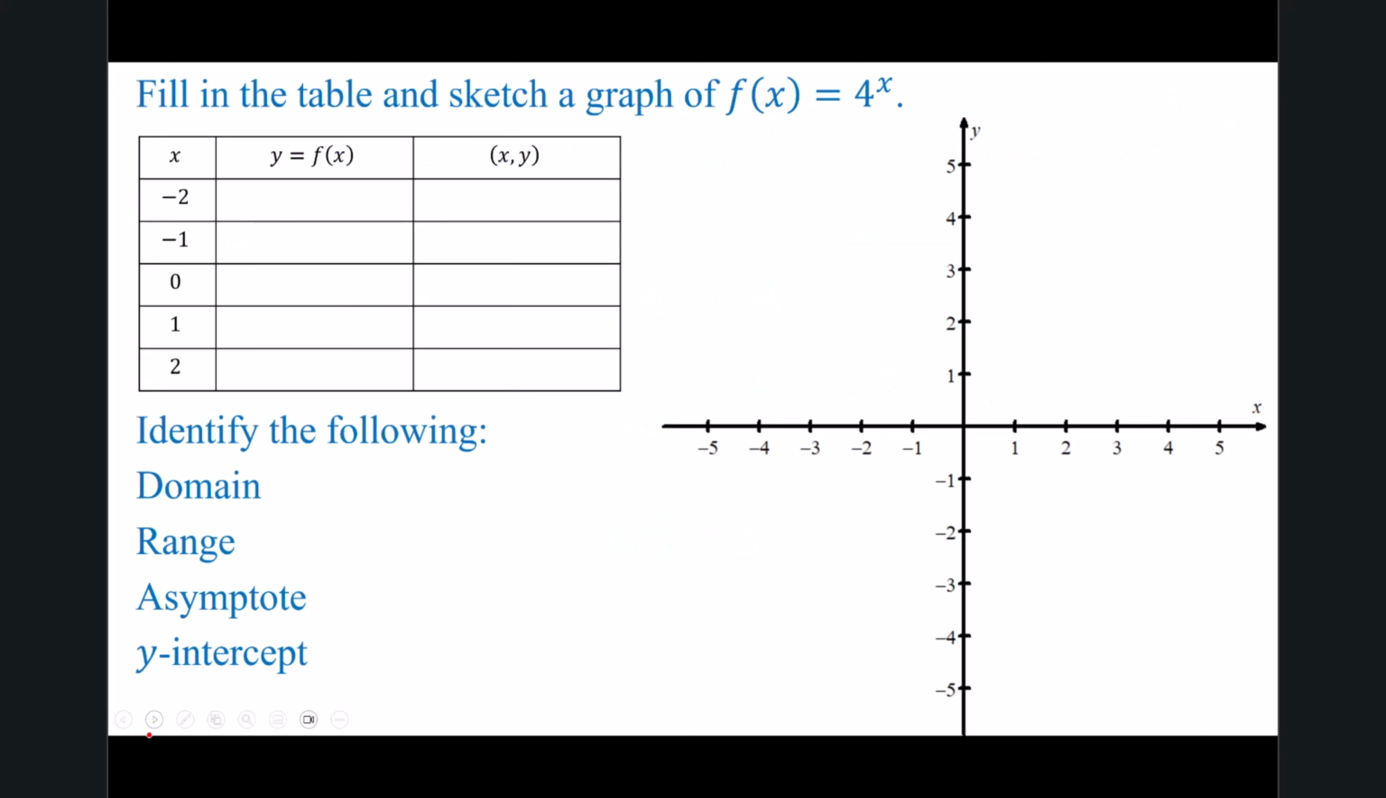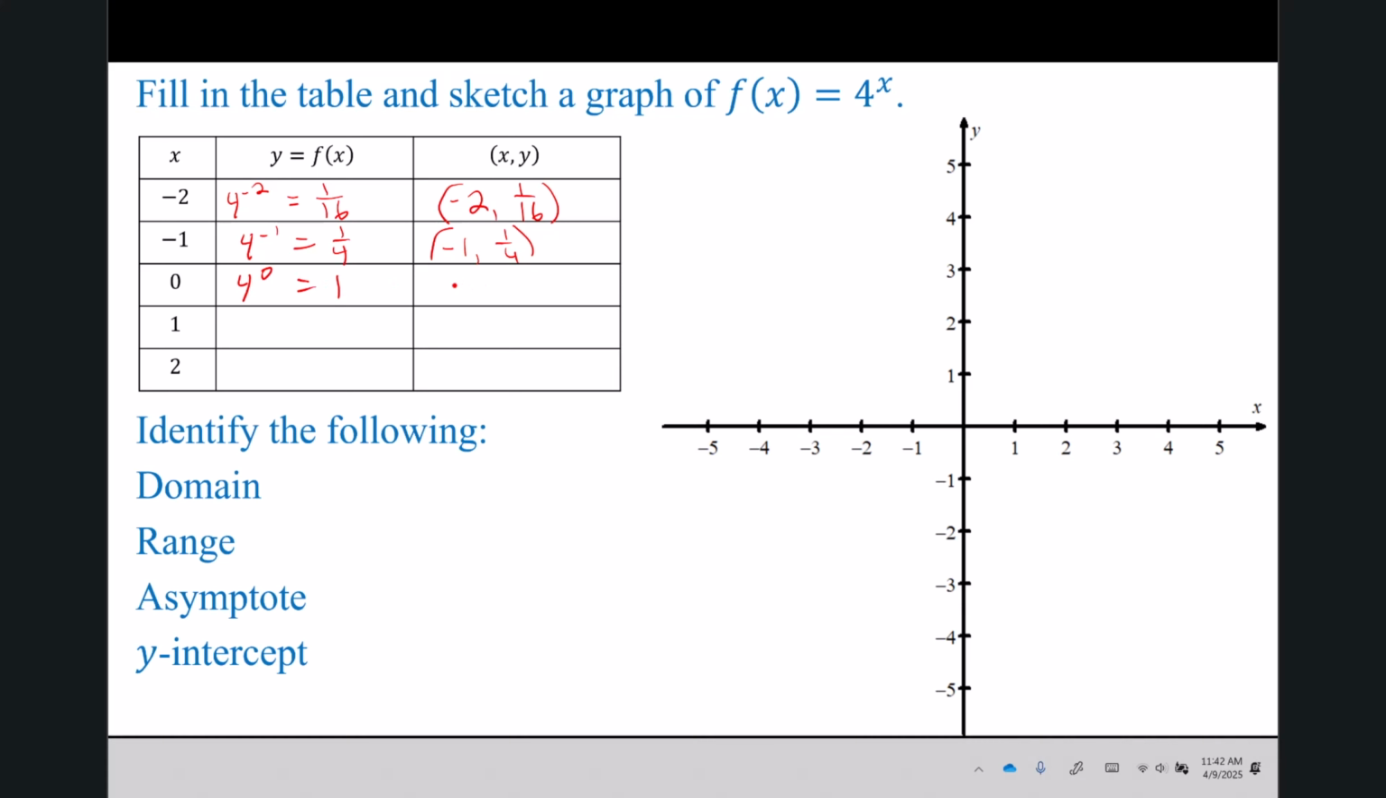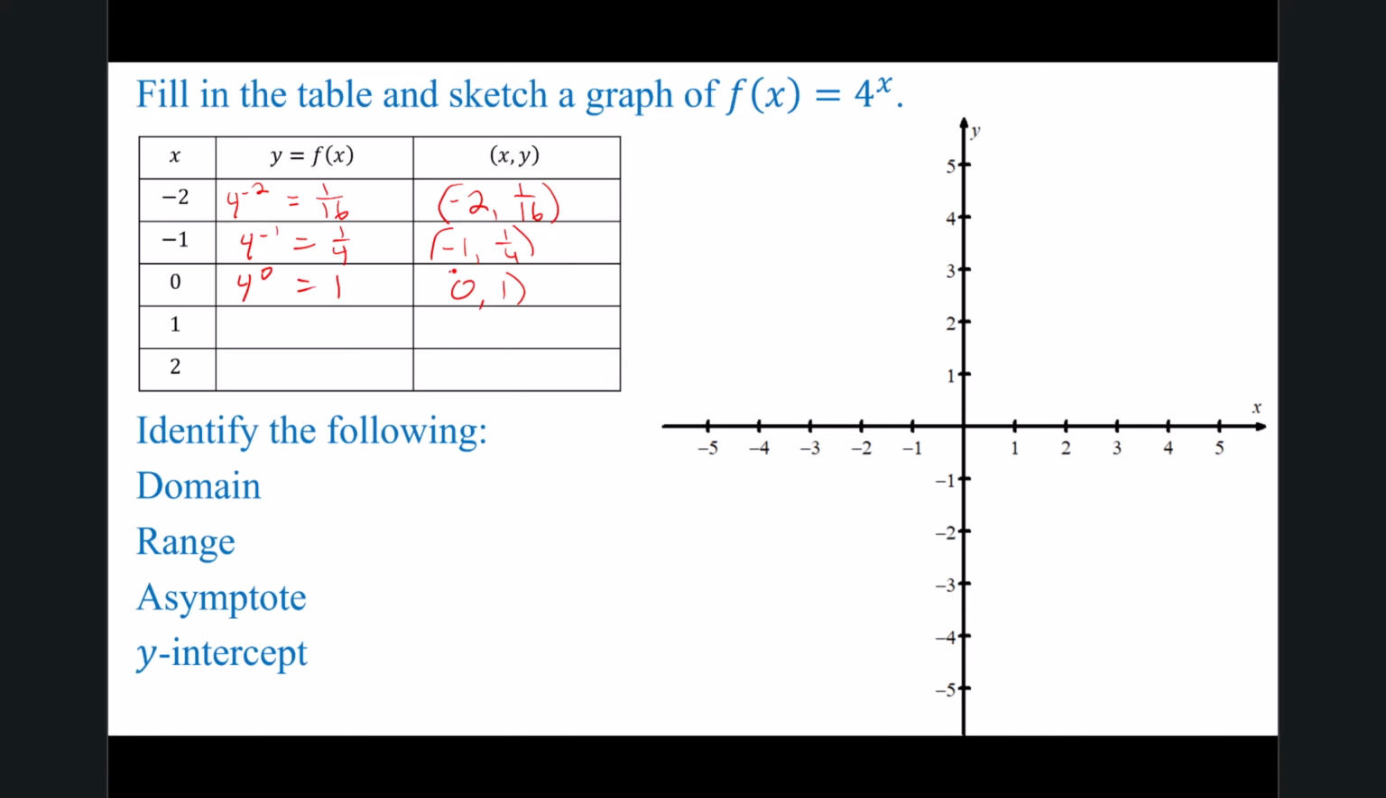Fill in the table and sketch the graph of f of x equals 4 to the x. So let's fill in the table. If x equals -2, we have 4 to the -2nd power, which is 1/16. So we have the point -2, 1/16. If x is -1, we have 4 to the -1st power, which is 1/4. That gives us the point -1, 1/4. If x is 0, 4 to the 0 power is 1. That gives us the point 0, 1.